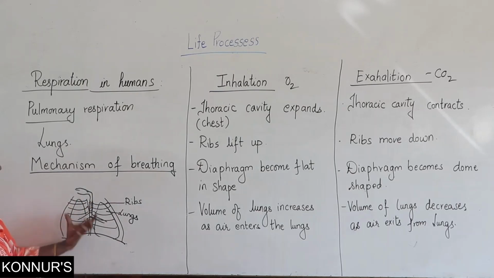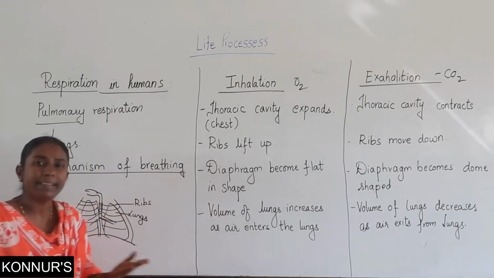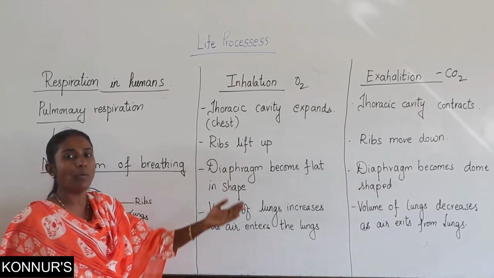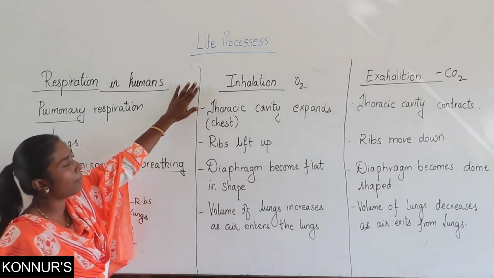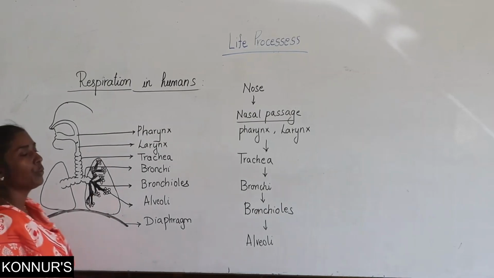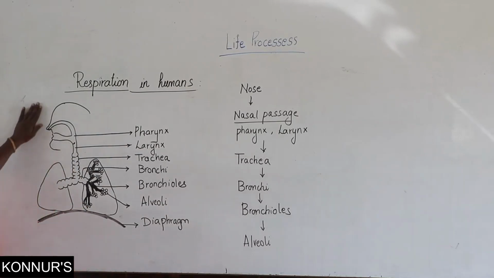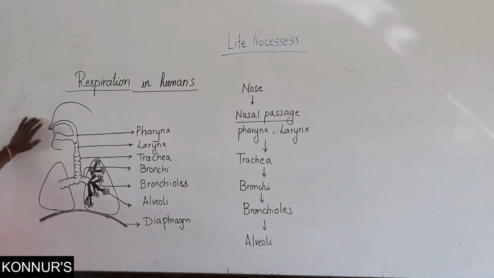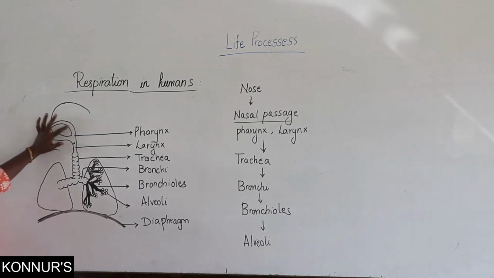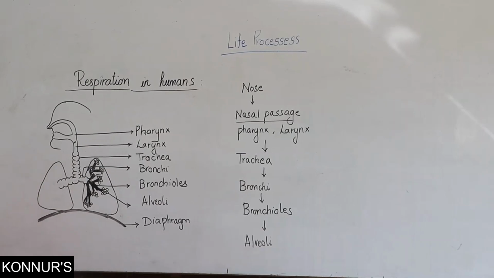Now, when you are inhaling, the volume of the lungs increases because air is entering into the lungs. And in exhalation, the volume of the lungs decreases because the air is removed from the lungs. So, this is about inhalation and exhalation. Now, let us study respiration in humans. How is respiration carried out in human beings? Now, you can see in this structure, this is a human figure which consists of the nose, the nasal passage, a pair of lungs and some ring-like structures or tubes. Now, let us study what they are.